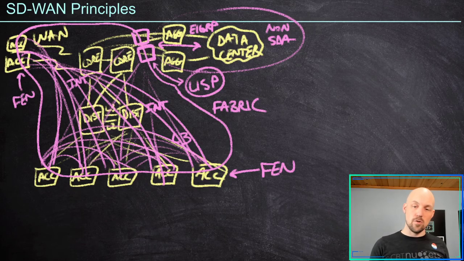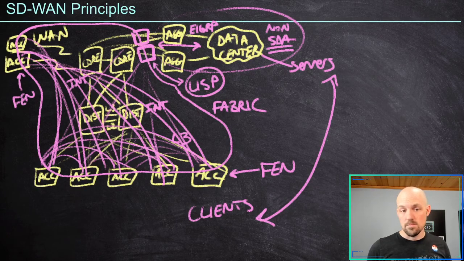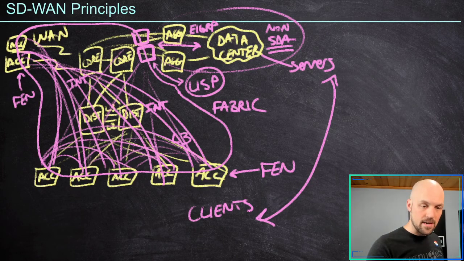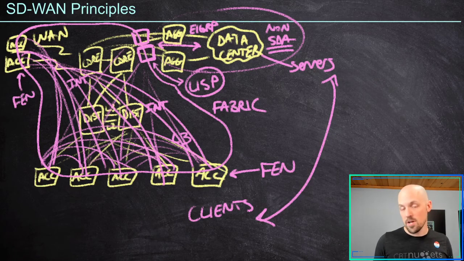Because again, we need to enable this non-SDA host. So we've got servers up here that we're accessing. Well, these servers need to connect to the clients. How do we get the servers to be able to talk to the clients? Well, again, route it out to the border node, which means that we're taking all that LISP control plane information and redistributing it into EIGRP or what have you. And then these border nodes are able to use LISP and figure out, hey, where in the network is this client? And then I forward out the appropriate VXLAN tunnel.